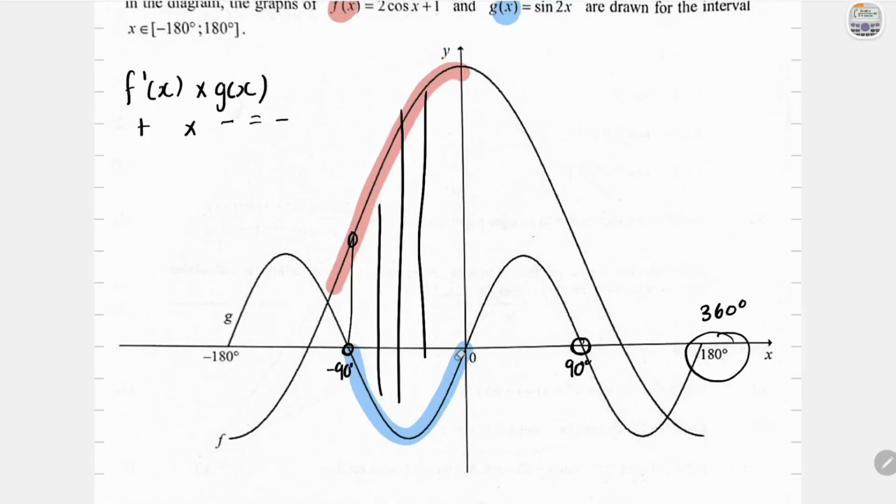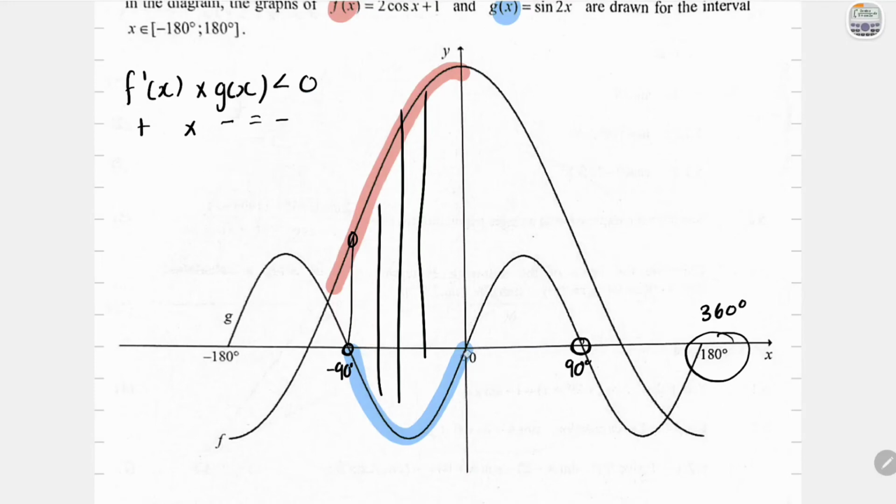Now, I would not take 0 degrees exactly because at 0 degrees, the graph of g is 0, right? And now you're taking 0 and you're multiplying it by the derivative or the gradient of f, at that point, it's also a turning point. So regardless, it's going to be 0 times something, which is still 0. They never asked for where this is going to be less than or equal to 0. They just said less than 0. So I won't take that.